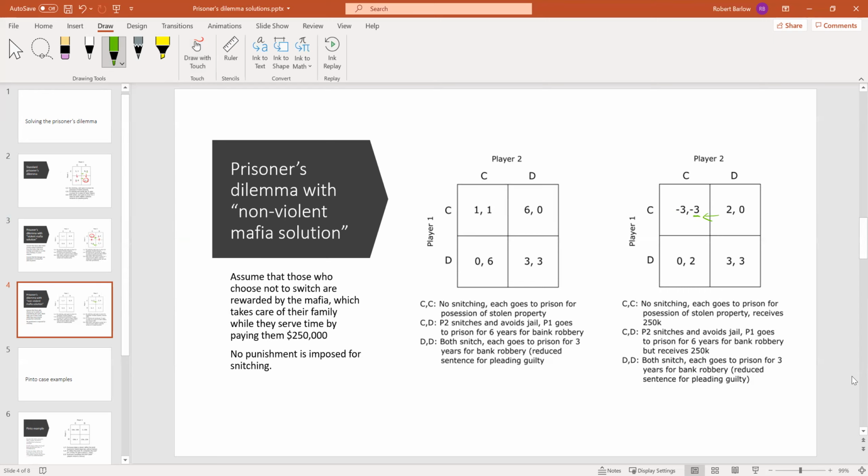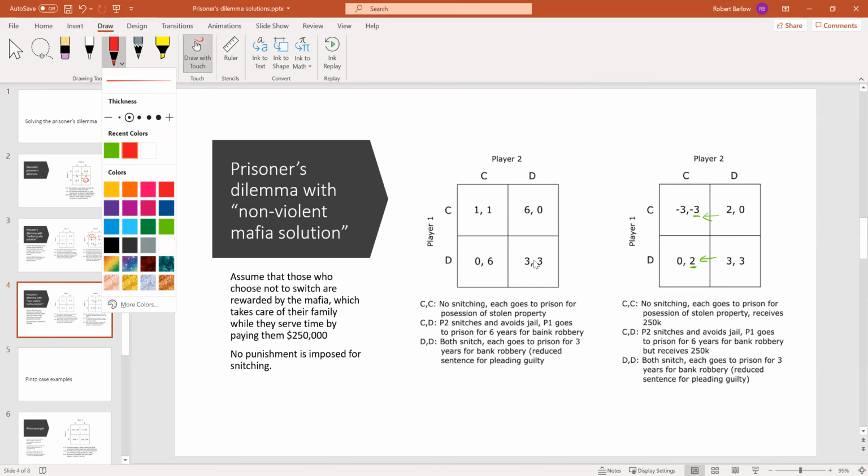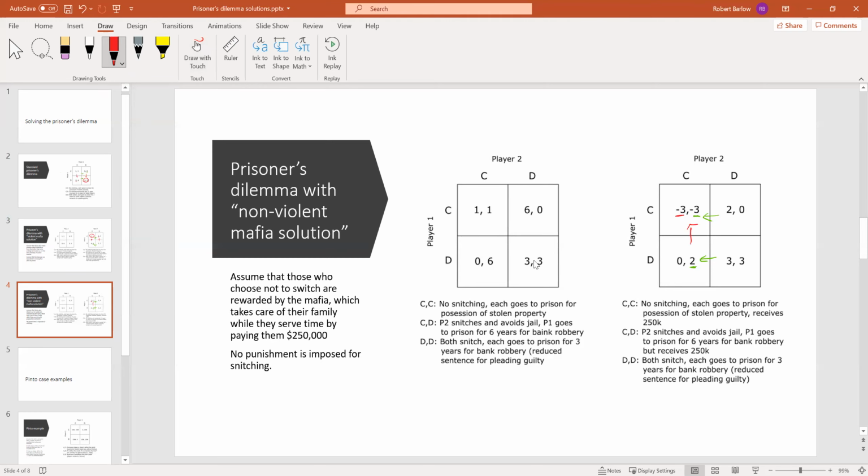If player 1 chooses to defect, is it in player 2's interest to cooperate or defect? Again, they could go to jail for 3 years, or they could go to jail for 6 years and receive $250,000, equivalent to taking 4 years off their sentence. And so from their standpoint, it's worthwhile. And as I said, if it's not enough money, make it more. Let's look at it this way. If player 2 chooses to cooperate, is it in player 1's interest to cooperate or defect? Same story. And if player 2 chooses to defect, is it in player 1's interest to cooperate or defect? Again, cooperate. And so they're driven.